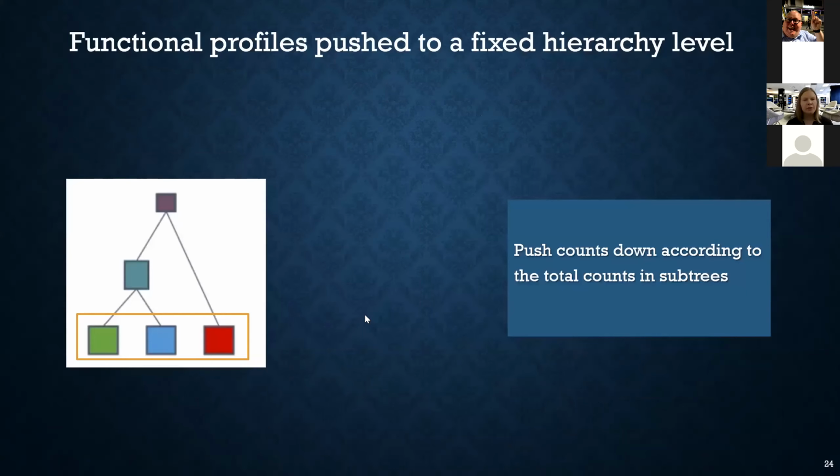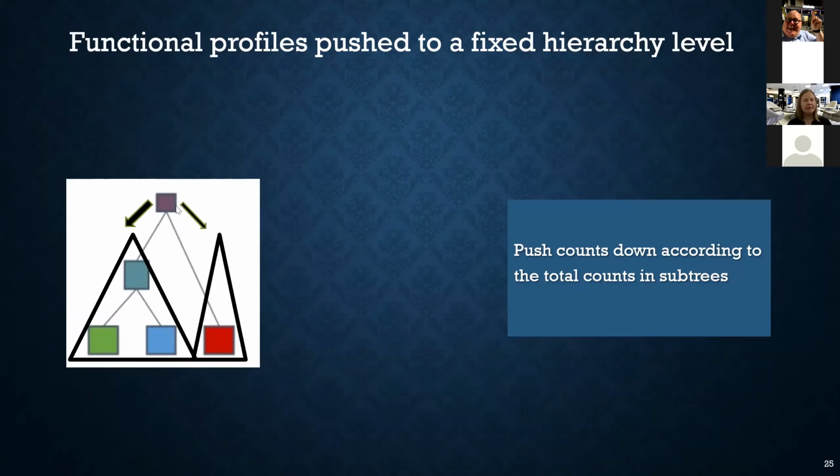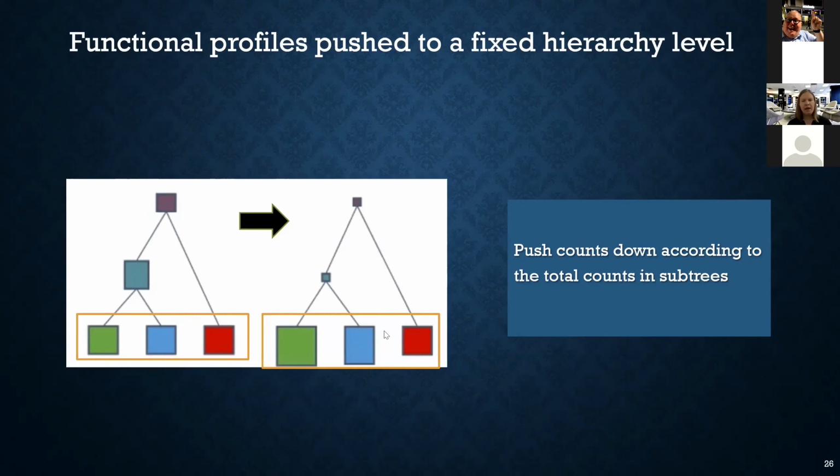So just to quickly illustrate what we mean by the fixed level analysis. Here, if the sizes correspond to your read counts in the hierarchy, and you want to investigate the lowest level, then you would take counts from the top and push them down based on the proportion of counts you have in each subtree. And then you end up with comparable counts at your desired level.